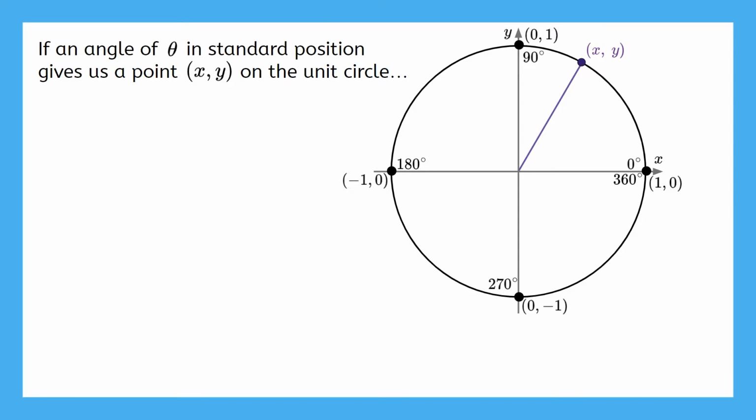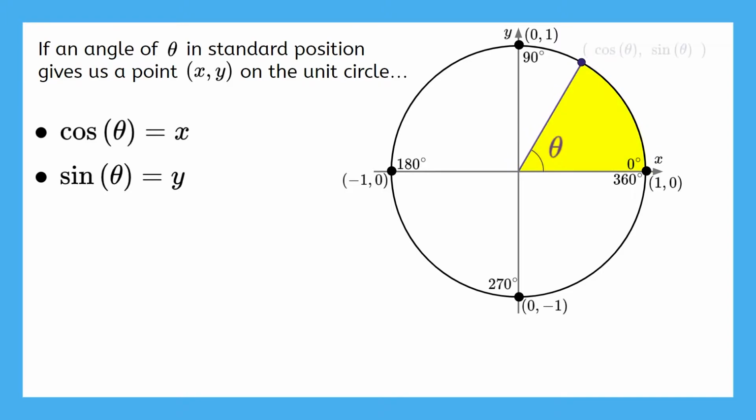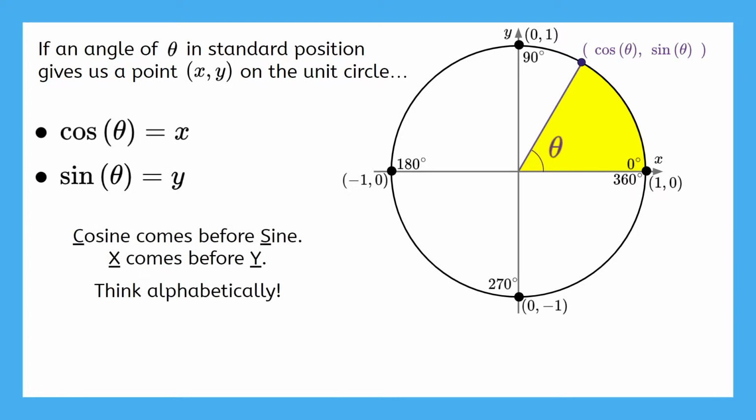If an angle of theta in standard position gives us a point of x comma y on the unit circle, then the cosine of theta will be that x value and the sine of theta will be that y value. You can actually think of any point on the unit circle as having coordinates of cosine of theta, comma, sine of theta. It's easy to mix up which trig function is which coordinate, so be careful. You can always remember that cosine comes before sine in the alphabet, just like how x comes before y. So if you forget that cosine is x and sine is y, think alphabetically.